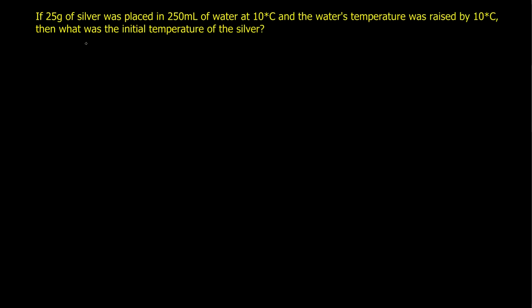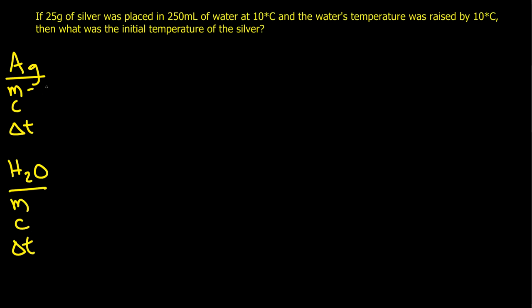Alright, so next problem says if 25 grams of silver was placed in 250 milliliters of water at 10 degrees Celsius, and the water's temperature was raised by 10 degrees Celsius, then what was the initial temperature of silver? Alright, so we got two systems. We got silver, we got water. So let's pick out these variables. So I need MC delta T and MC delta T. Mass of silver, 25 grams. Specific heat of silver, I'm pretty sure is 0.24 joules per gram degree Celsius. And the temperature change, I don't know it. We'll do that in a second.